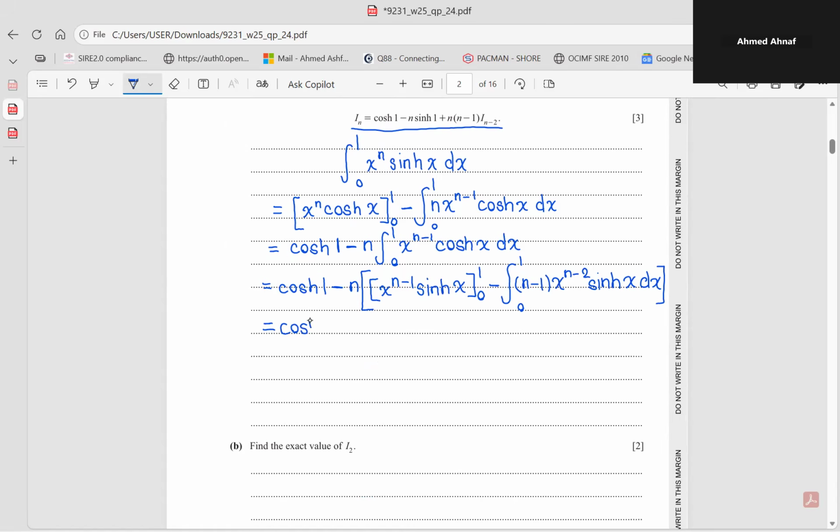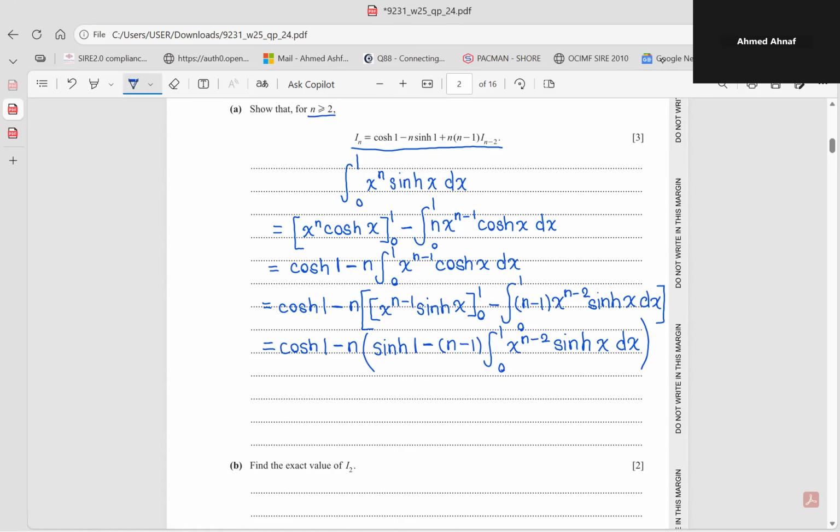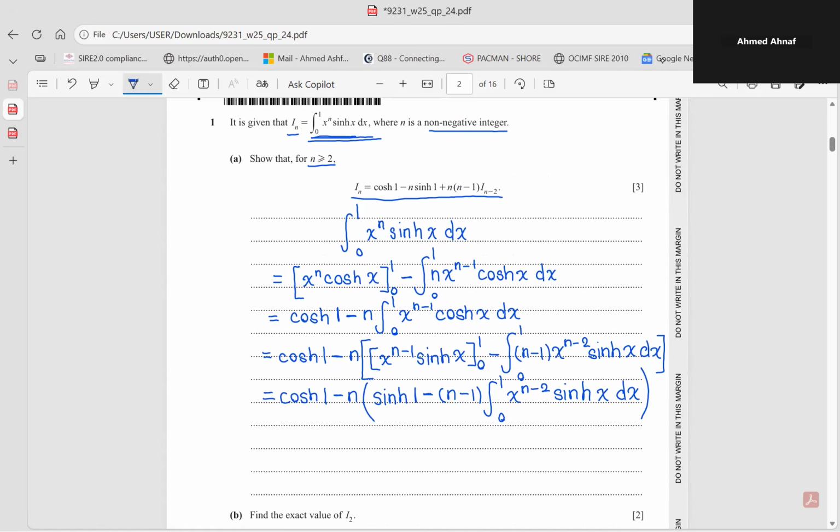Let's evaluate everything else. Substituting 1 in, 1 to the power of anything is 1, so sin 1 is just sin 1. Minus 0, that's just zero. Then remove the n minus 1, and we have the integral of x to the power of n minus 2 times sin x dx. The resulting integral perfectly fits this form, and therefore we can write it as I subscript n minus 2.